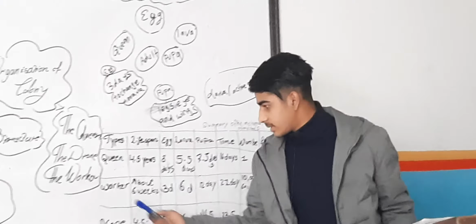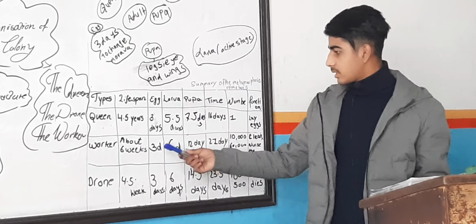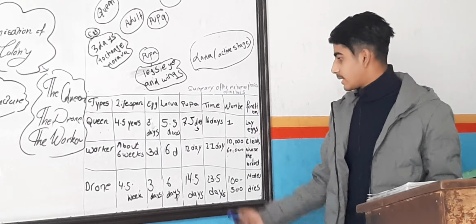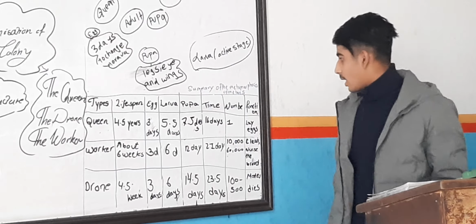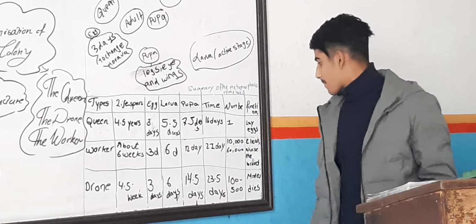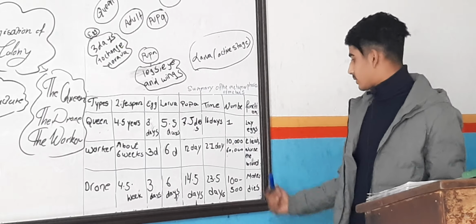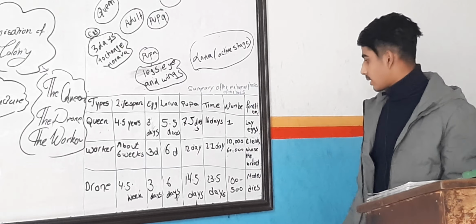Worker bees: lifespan is 6 weeks. Eggs 3 days only, larva 6 days, and pupa 12 days. Time duration is 21 days and its number is 60,000 to 100,000 to 600,000. Its function is to clean hives.